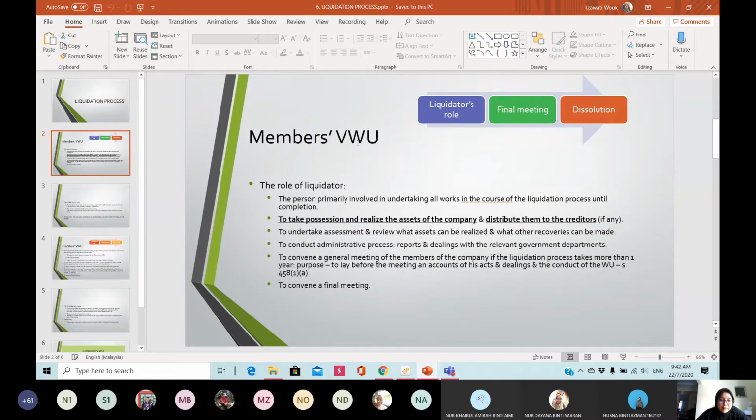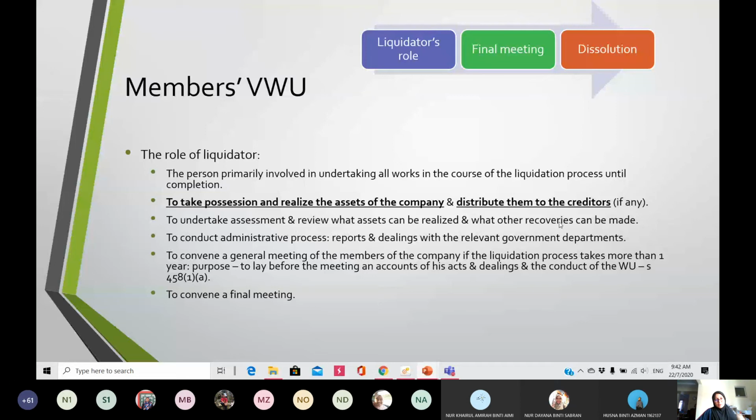Okay, we start with the members voluntary winding up. As to members voluntary winding up, it is more straightforward than other processes. So the role of the liquidator is a person primarily involved in undertaking all works in the course of the liquidation process until completion. So the person who manages the whole thing until the company comes to an end, after it is wound up, to the deregistration of the company.